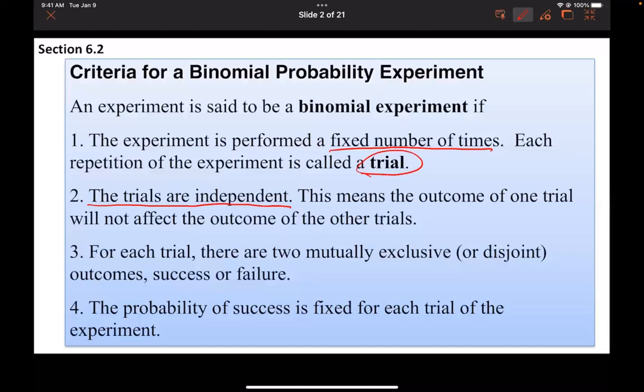There have to be 2 mutually exclusive or disjoint outcomes, so we're looking at success or failure. Now, success and failure don't necessarily mean a good thing and a bad thing. It's just, here's the thing I'm looking for, and here's the thing I'm not looking for. That's all success and failure is. Then we need a fixed probability of success. Each trial has to have the same fixed probability of success. This is how we determine if something is a binomial probability experiment.